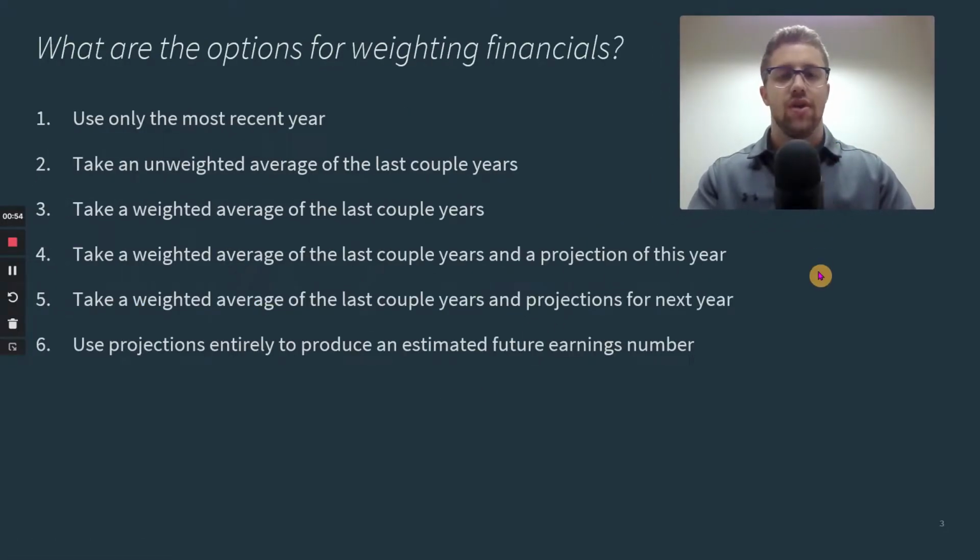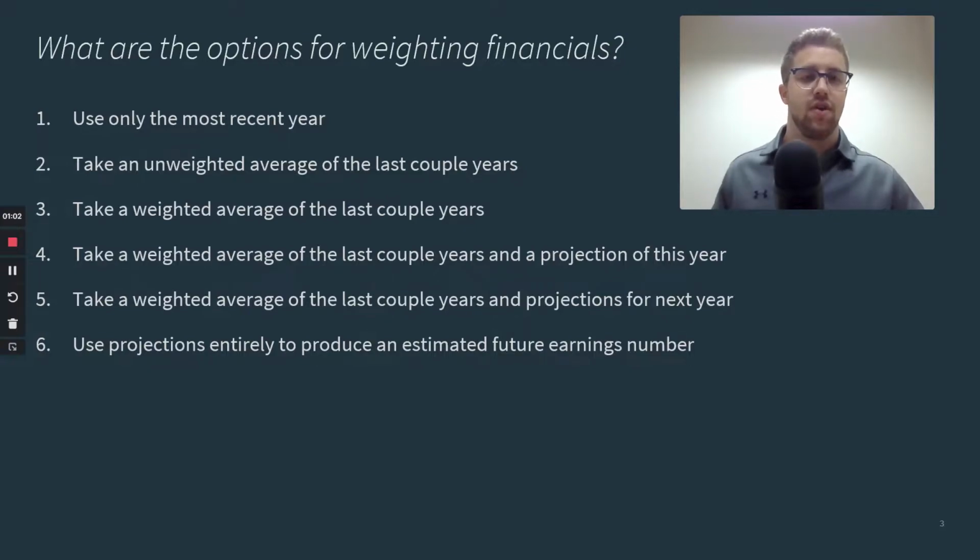So what are the options available to us? I'm going to go through these 6, and then the next slide highlights which ones are actually good to use and which ones aren't. So I'll let you pick based on what's listed here. Number 1, using only the most recent year. Number 2, taking a weighted and unweighted average.